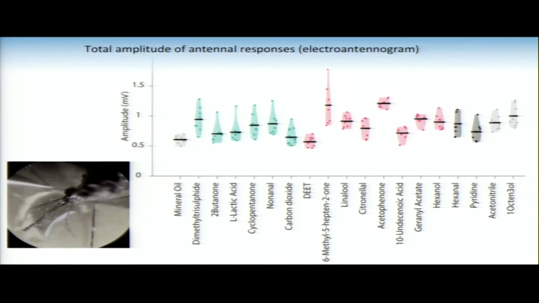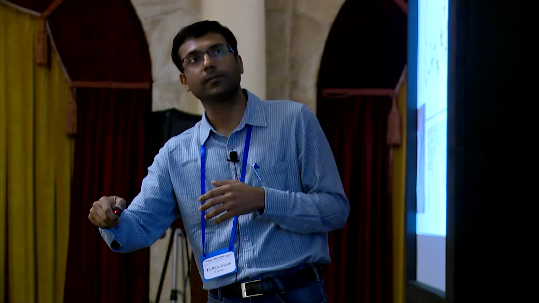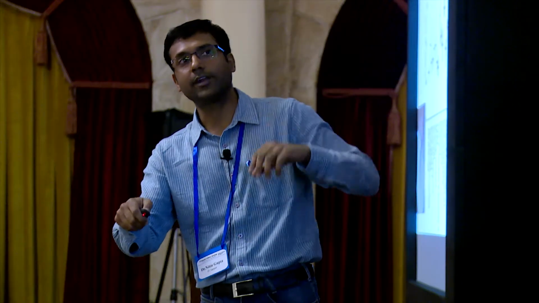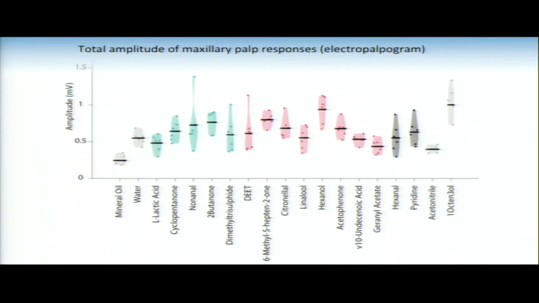So these green ones are the attractive odors and these are repulsive odors. And again we found that there was no difference in the overall amount of activity. So they are within the same range, attractive and repulsive odors. And the same thing we found also on the maxillary palp. The attractive odors and repulsive odors and neutral odors were in the same range. So there is no overall difference in the amount of activity generated.